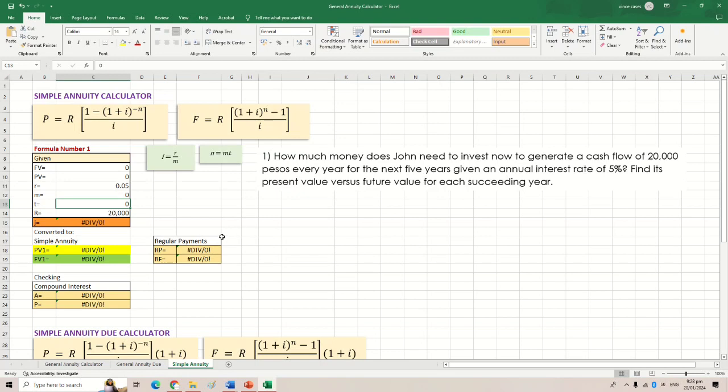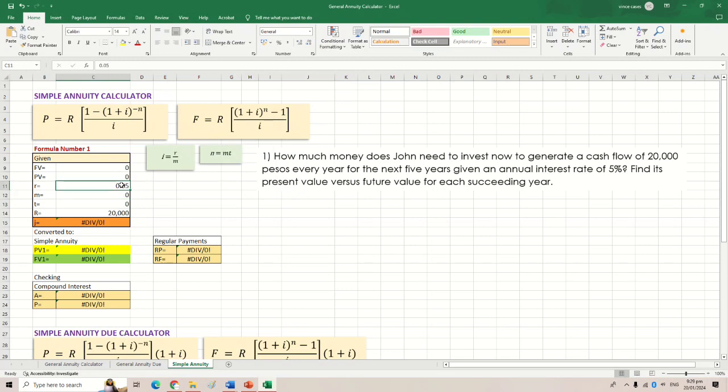Now let's begin our tutorial on how to use this annuity calculator. Let's begin with simple annuity, and we have the problem here. Okay, this is the formula for the simple annuity, the present and future value.